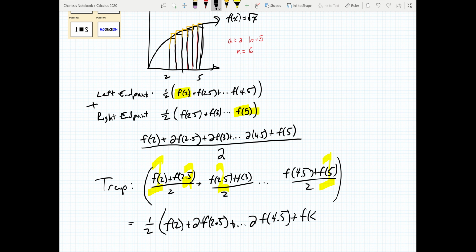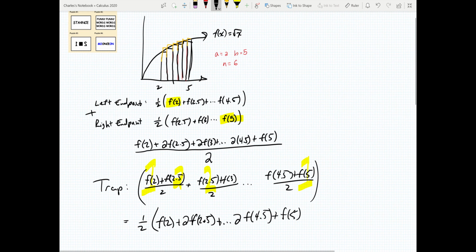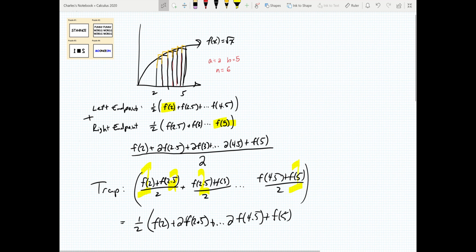And so what I just hope that I convinced you of is that the trapezoid estimate is the average of the left and the right endpoints. And so some of you, if you have programs on your calculator that can find the left or the right endpoint by itself, sometimes it's easier than doing the trapezoid calculation to just find the average of the two. And I think it helps your intuition to know that the average of the left and the right endpoint is the same as the trapezoidal estimate.